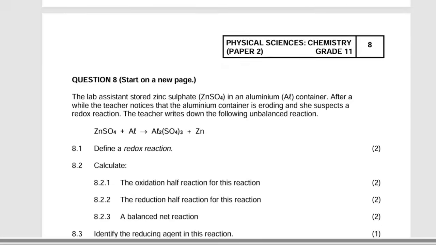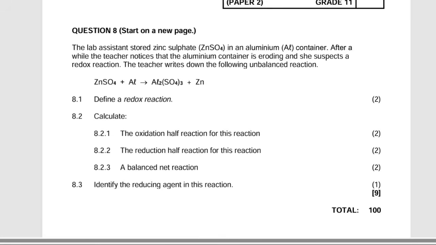Then proceeding to question number 8. Question 8 says the lab assistant stored zinc sulfate, which is ZnSO4, in an aluminum, Al, container.